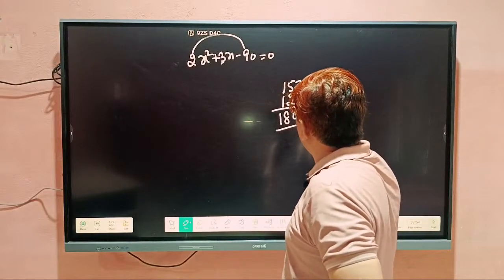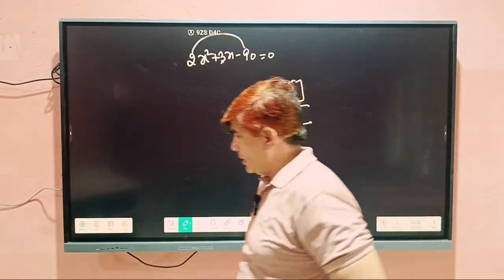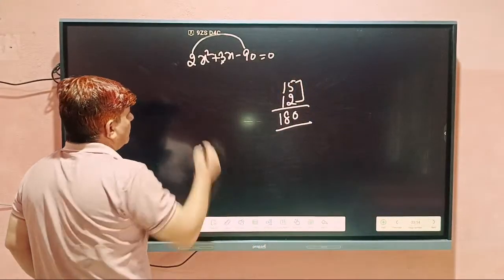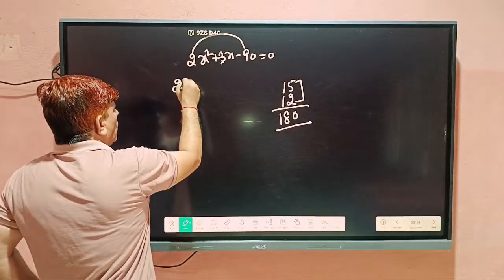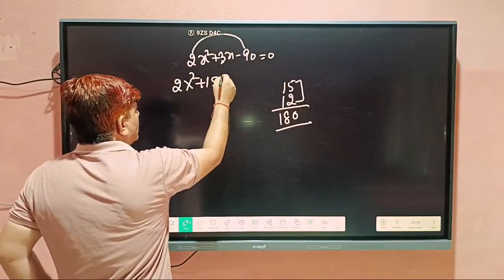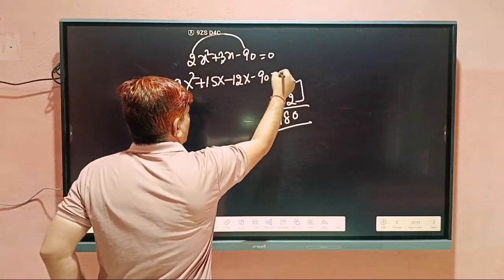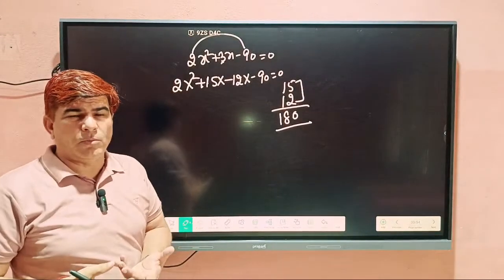180. And what's the difference of these? 15 minus 12, 3. So it means we are applying step number 1. Step number 1 says like this: 2x square plus 15x minus 12x minus 90. So the next question coming to our mind is this.